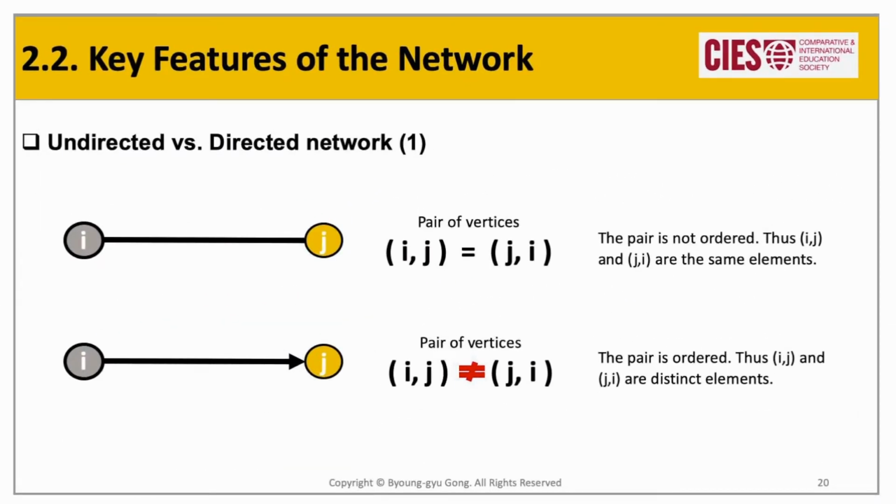There are many different types of network according to their key features. So from this slide, I will introduce some of the essential key features of the network. Firstly, the network is divided into two groups, undirected or directed network, according to its edge types. In the undirected network, the pair of vertices in its edge list is not ordered. In this example, the pair of vertices i and j is not ordered. That means i and j is equal to j and i, because the order doesn't matter. But in the directed network, the pair of vertices is ordered. Thus, i and j is not the same as j and i.